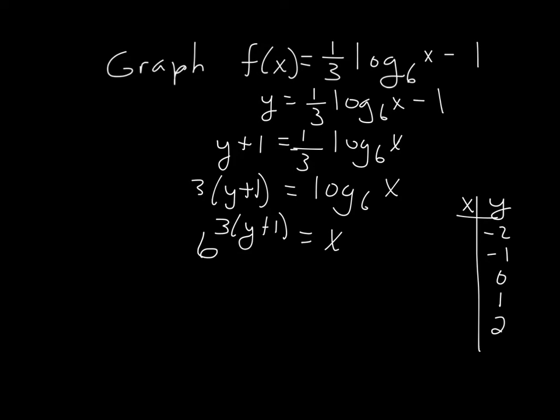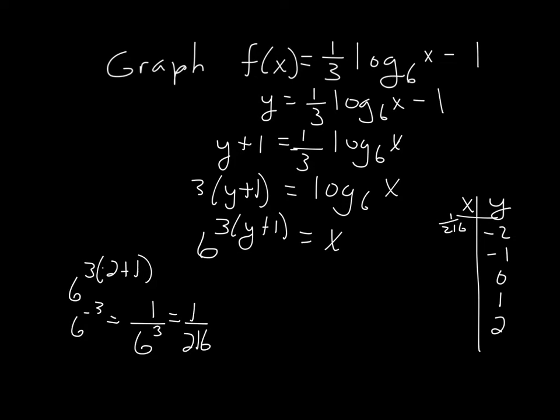So this is going to be 6 to the 3 times negative 2 plus 1, which is 6 to the negative 3, which equals 1 over 6 to the 3rd. And at that point, even if you don't know what that number is, what you do know is it's going to be a really small number because it's 1 over a big number. Okay, so we can write it here if we want. It's going to be 1 over 216. Which is just, when we start graphing it, it's just showing that it's getting really close to 0.